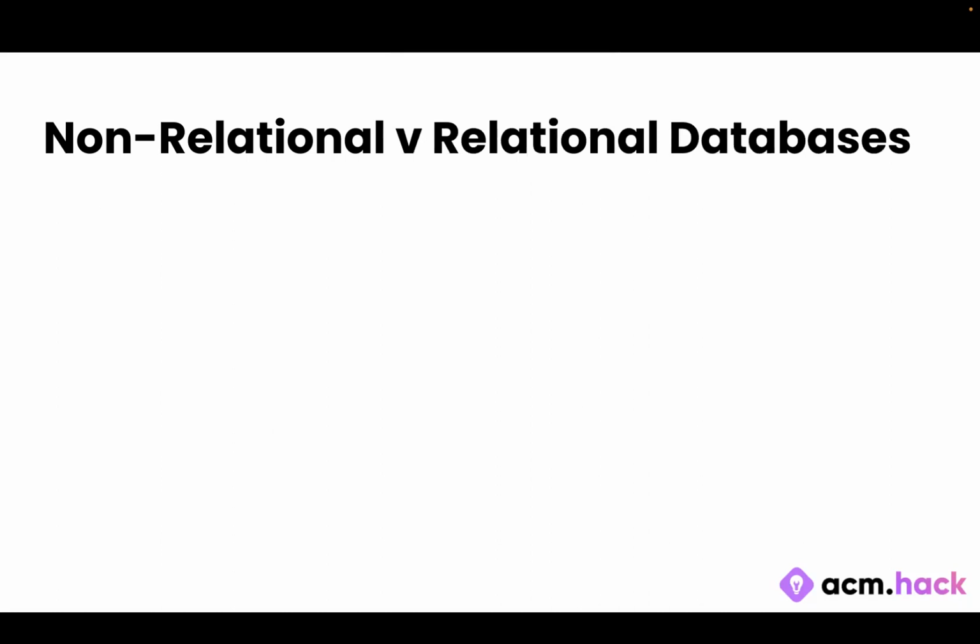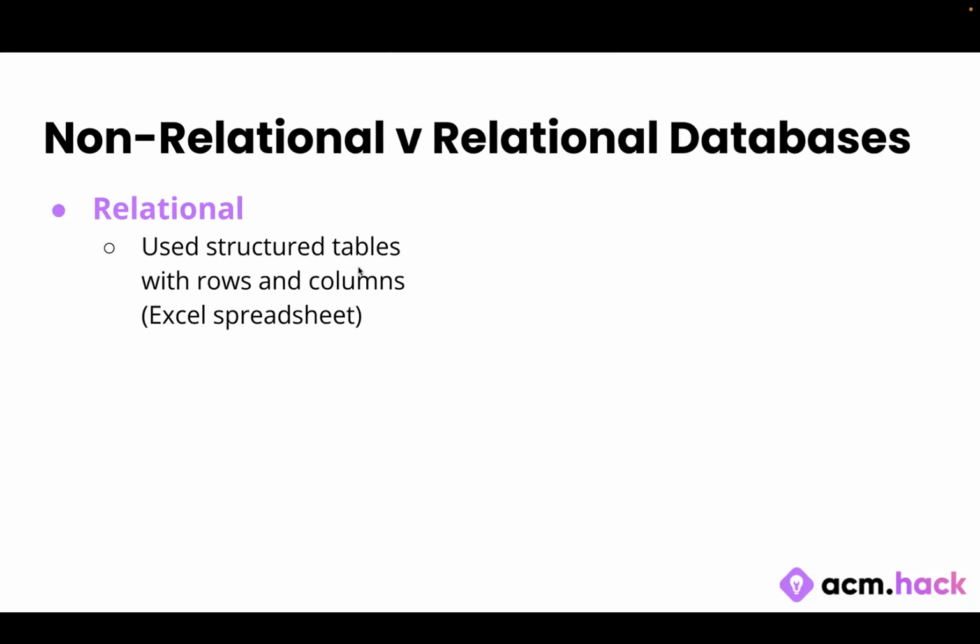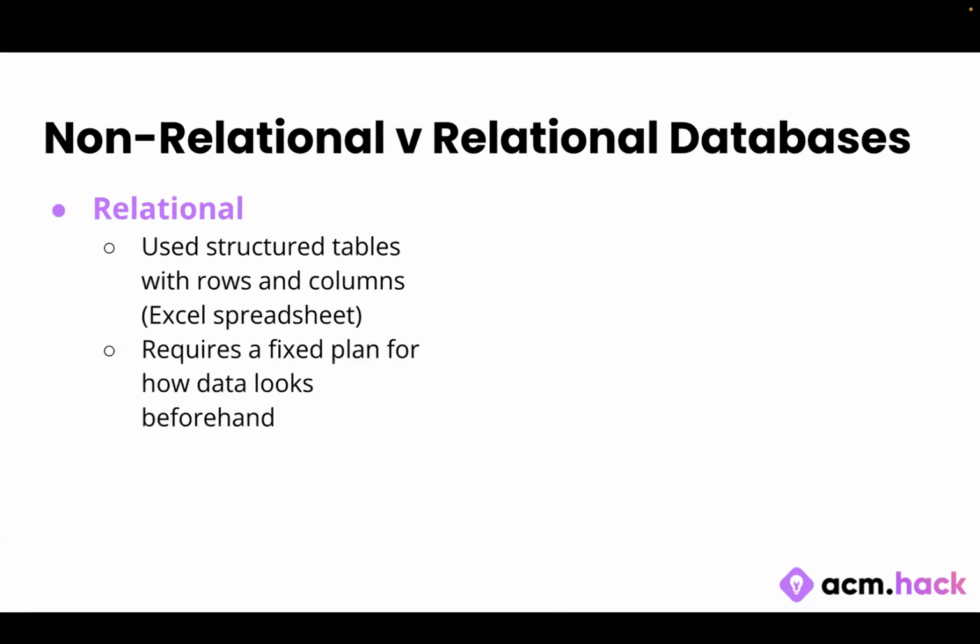Okay, now going over what we talked about between the differences. So relational databases use structured tables with rows and columns, kind of like an Excel spreadsheet. And they require a fixed plan for how the data looks beforehand. So you have to know what kind of columns you want, the number of tables you want, and how they want to be related to each other. And that makes it really good for organized data.